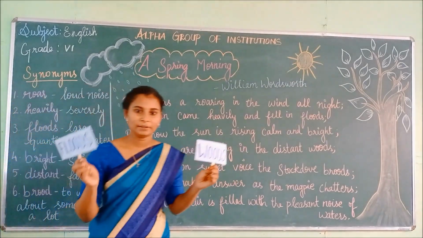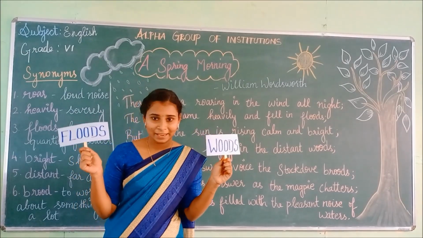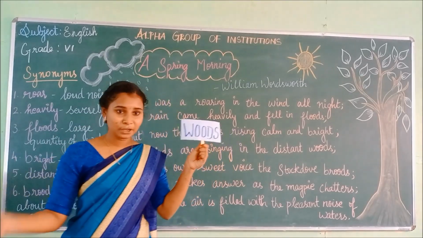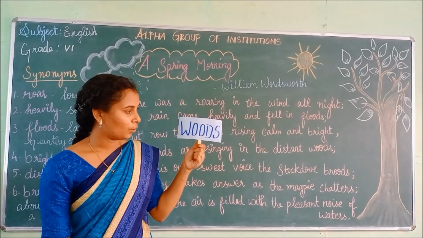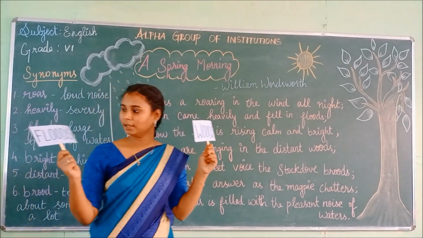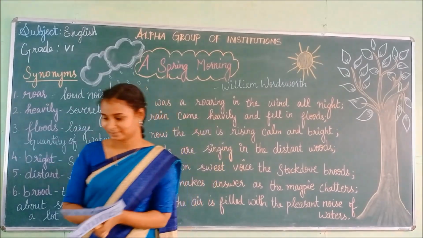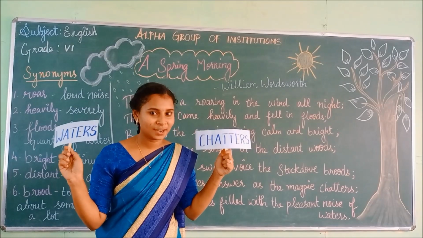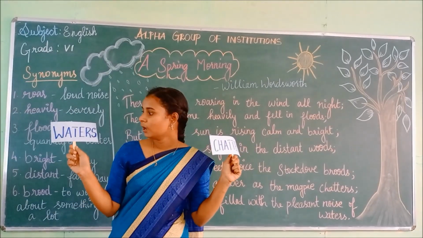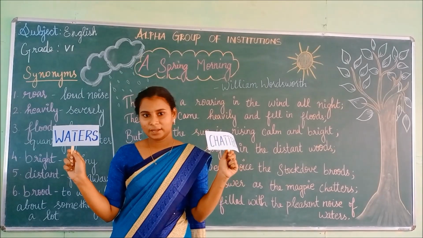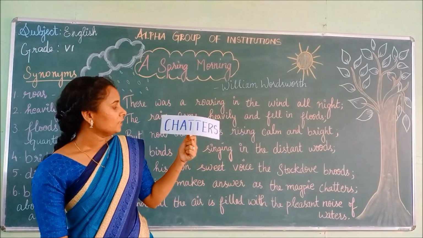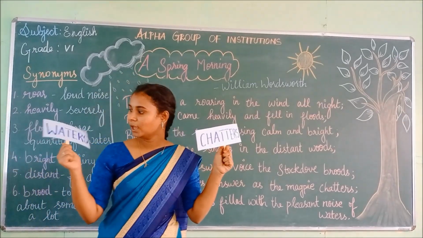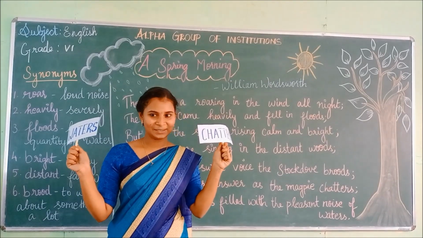The next words we have are floods and woods. Okay, what is the spelling of floods? F-L-O-O-D-S, floods. What is the spelling of woods? W-O-O-D-S, woods. So now tell me, floods, woods. Very good. And next we have waters and chatters. So what's the spelling of waters? W-A-T-E-R-S, waters. And chatters? C-H-A-T-T-E-R-S, chatters. So now tell me, waters, chatters. Good.